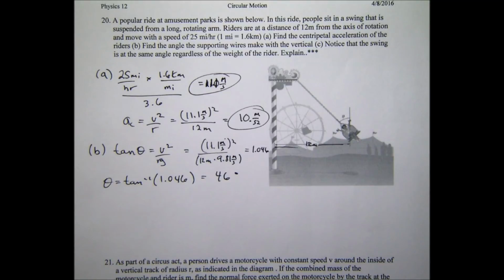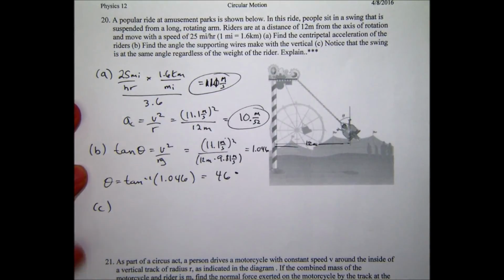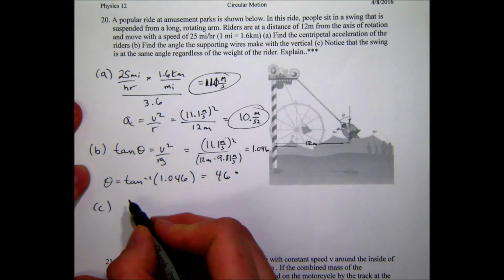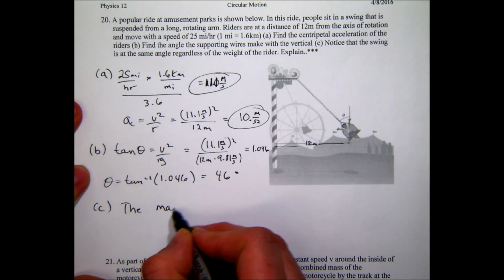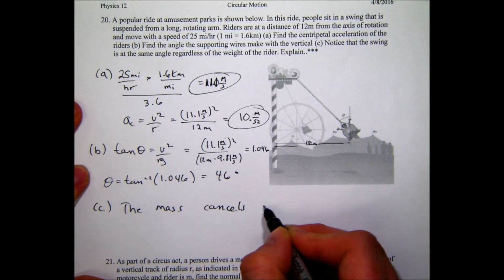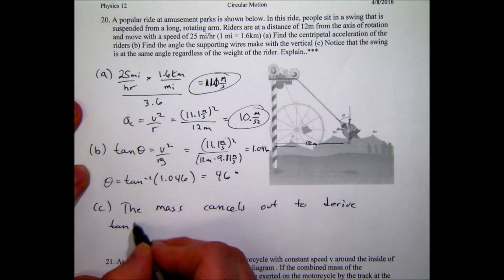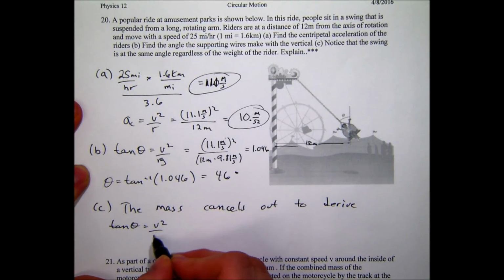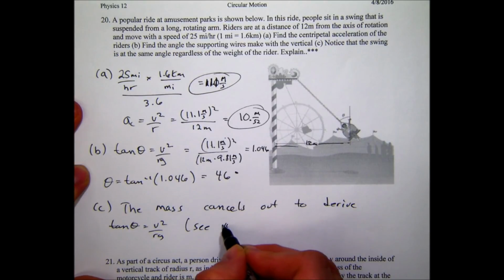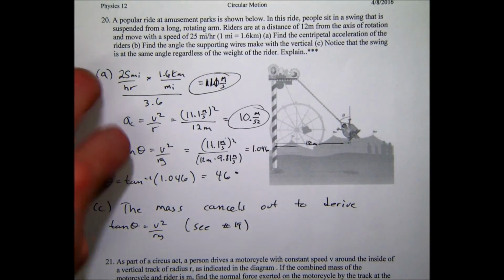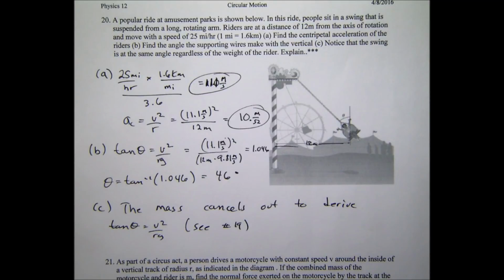So one of the things we should notice is that at no point here did we use the mass of the rider in this equation. And that basically is the answer for letter C. It says notice that the swing is at the same angle regardless of the rider. Explain. So if you look at number 19, you'll see that the mass actually cancels out. And at no point during this calculation does the mass factor into our problem.